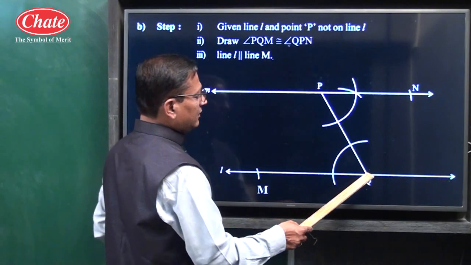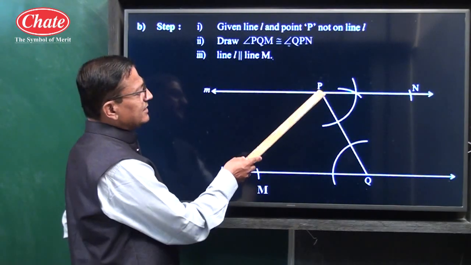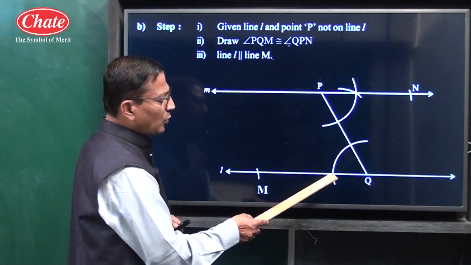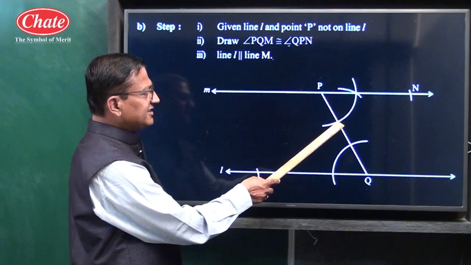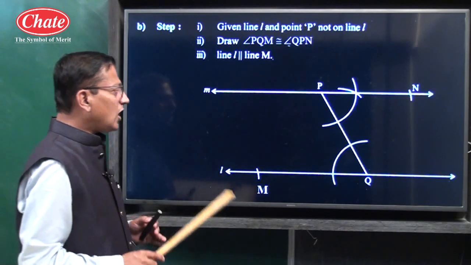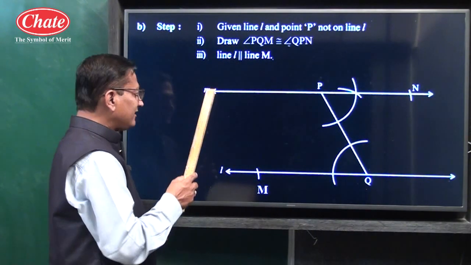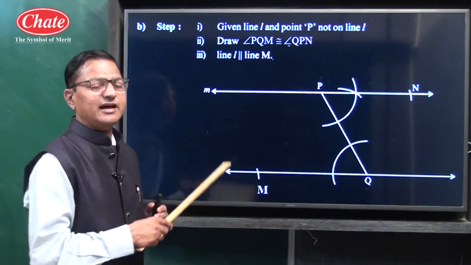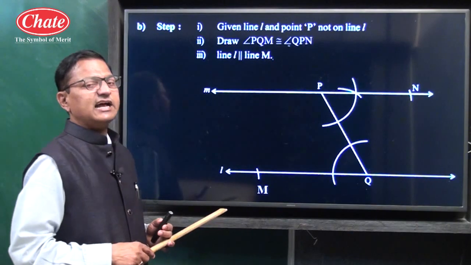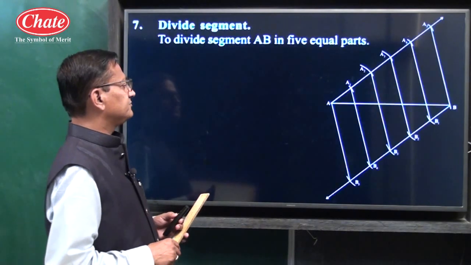First, take Q as a center and draw an arc. By this distance, take P as a center and draw another arc. Take the distance between these 2 points by compass. This is the center, and draw an arc. This point and P we get. So draw a line passing through these 2 points. This line must be parallel to line L. It means line L and line M are parallel to each other because both the angles are alternate angles, and when alternate angles are congruent, the lines must be parallel to each other.